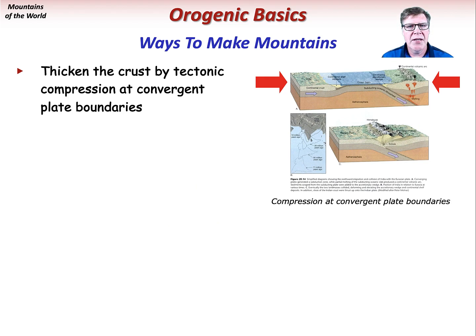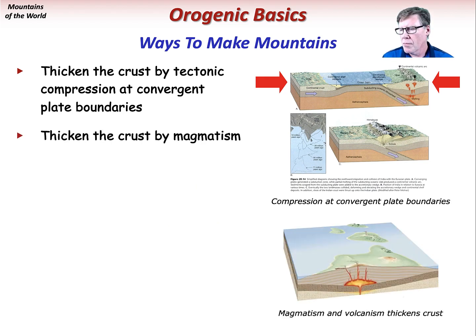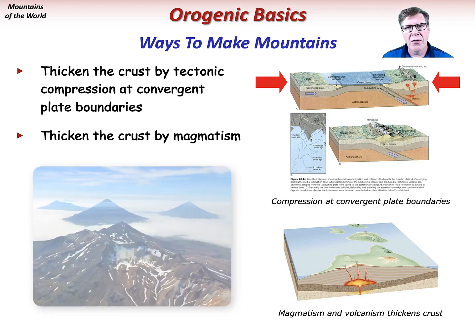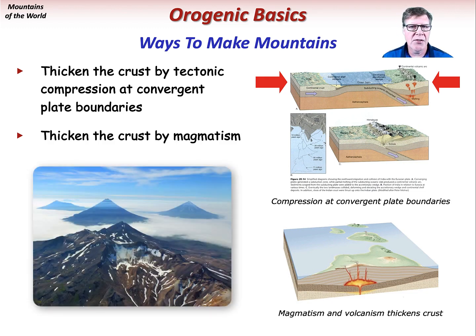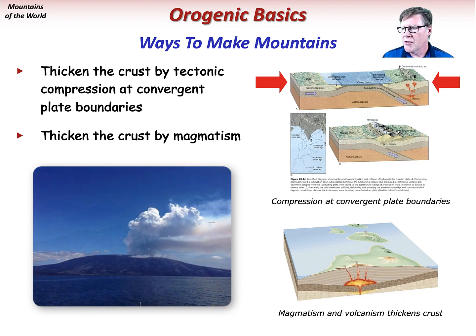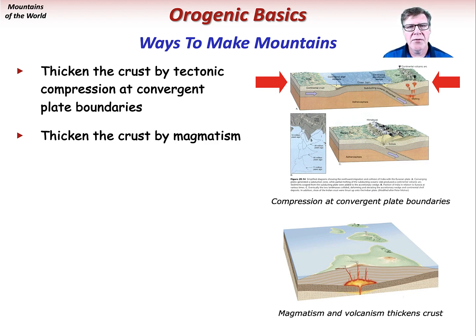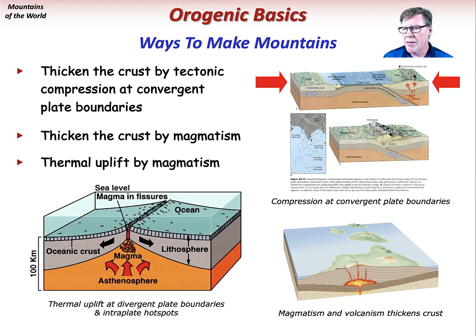Another way to thicken the crust and make mountains is by magmatism. This may be related to volcanic arc magmatism at subduction zones, or isolated intraplate hotspot activity. A third way to make mountains involves mantle-related thermal uplift, typically found at mid-ocean ridges, rift zones, and intraplate hotspots.